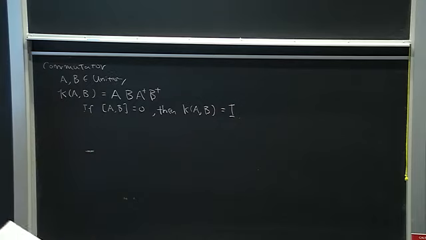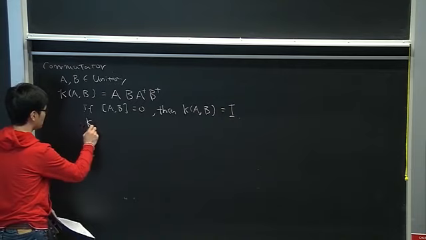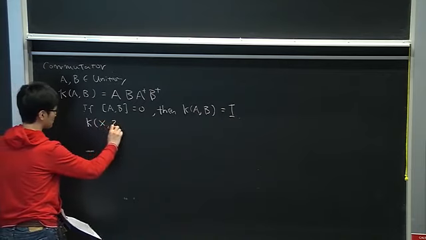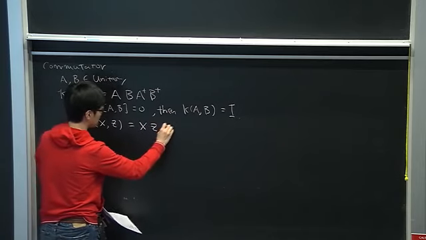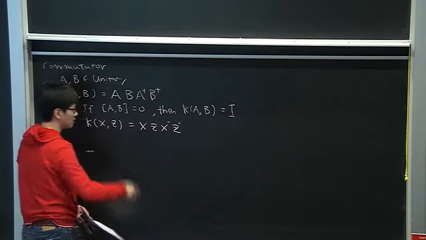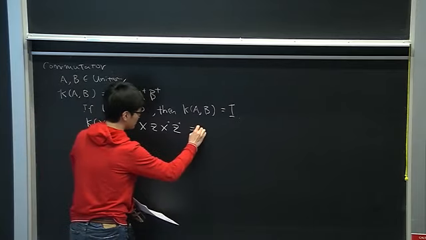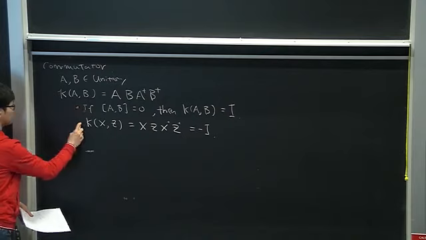Now with this commutator, maybe I can give one non-trivial example, that is commutator between X and Z is X Z X Z. Well, you don't need dagger because it's Hermitian. And this is minus I. That's just two examples.